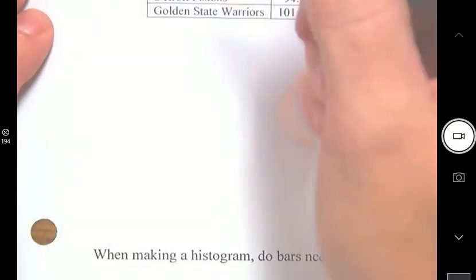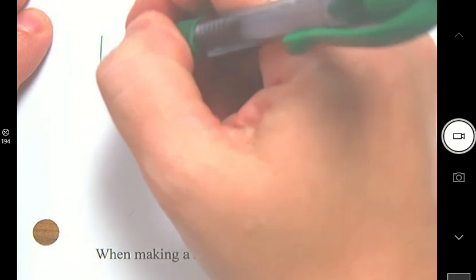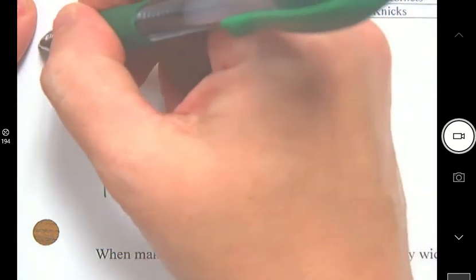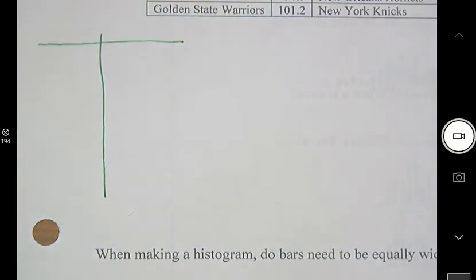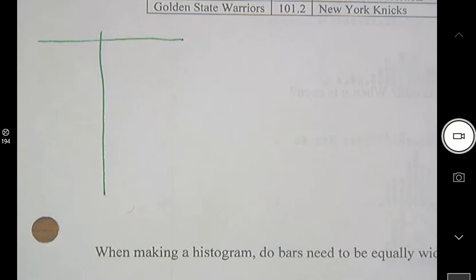I think it's a good idea to organize your thoughts into a table so that you're clearly describing what your bins or categories or buckets are. And so I'm just going to make a table here. This is not the histogram. This is helping me organize my thoughts for the histogram.